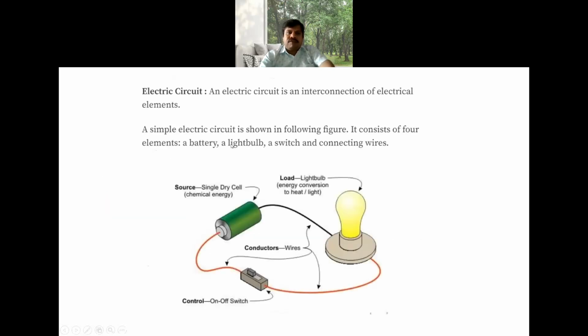Okay, see this. If we consider one battery, that is the source of electrical energy, connected to a bulb with the help of a control switch and conductors, whenever the switch is on, the bulb will glow. Okay, so then what happens is the circuit will be closed.